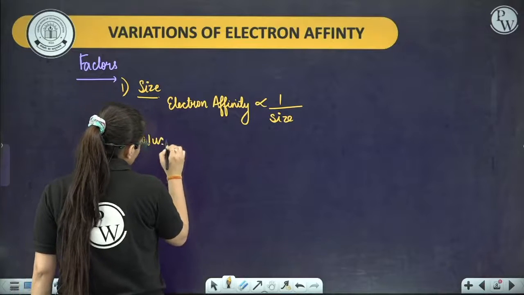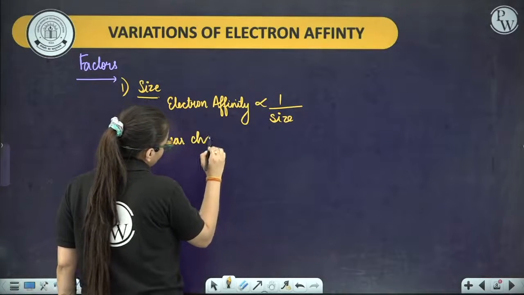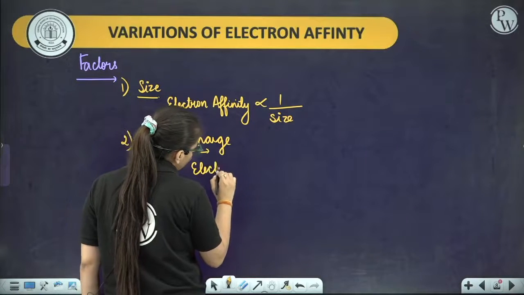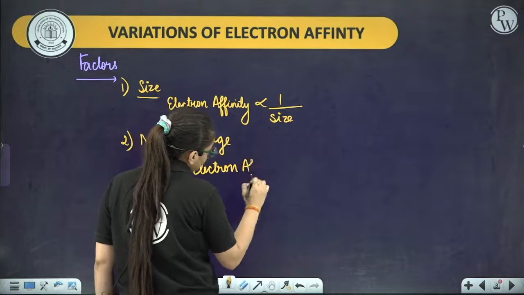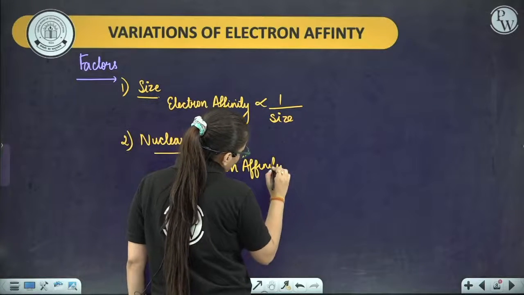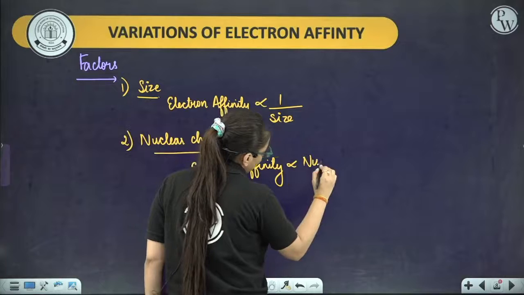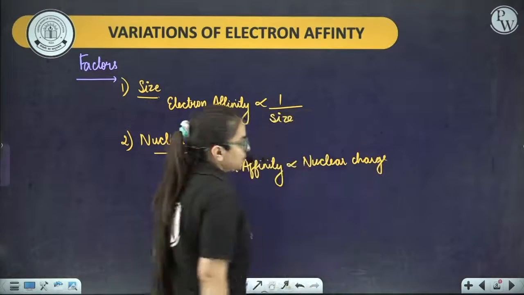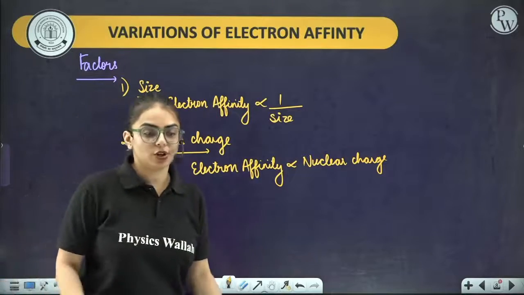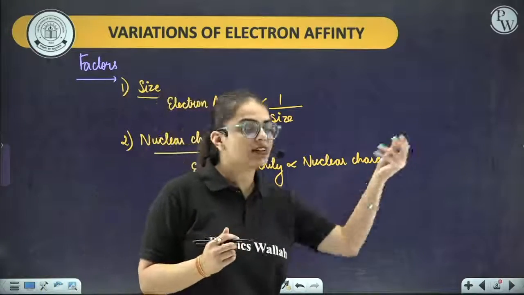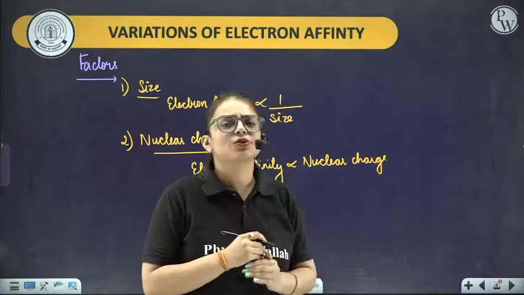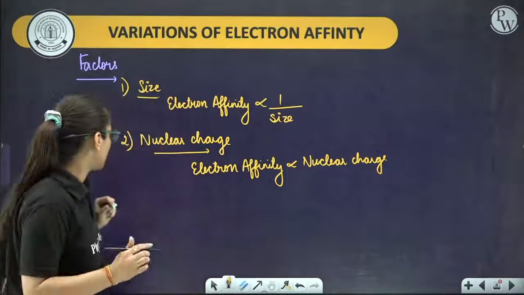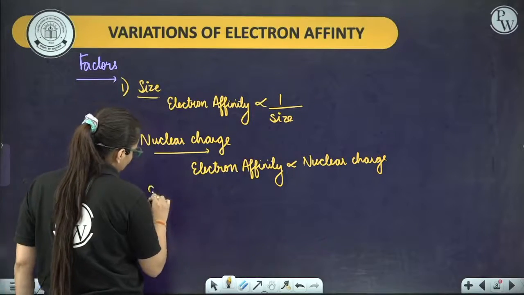Next is nuclear charge. In the case of nuclear charge, electron affinity is directly proportional to nuclear charge. If more number of protons will be there, it will attract that electron more. If less number of protons are there, it won't attract as much. Positive and negative attract each other. That's why. The next factor is electronic configuration.